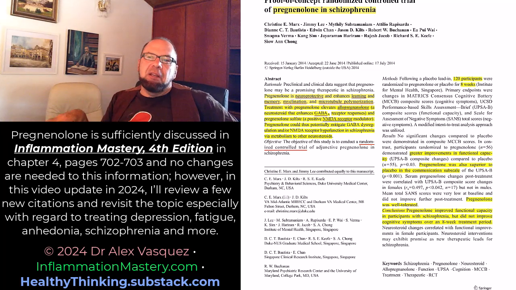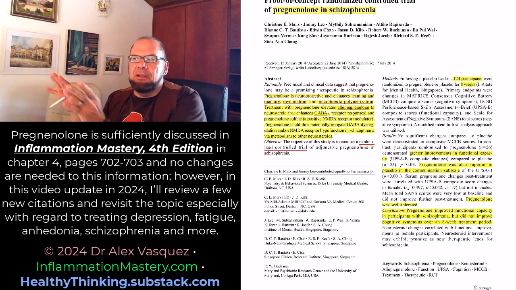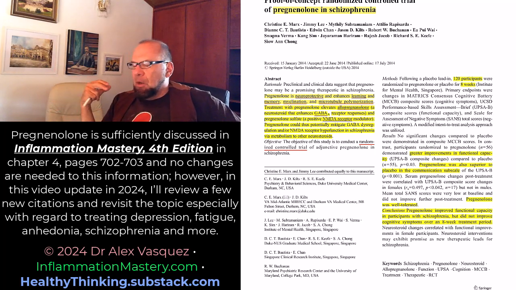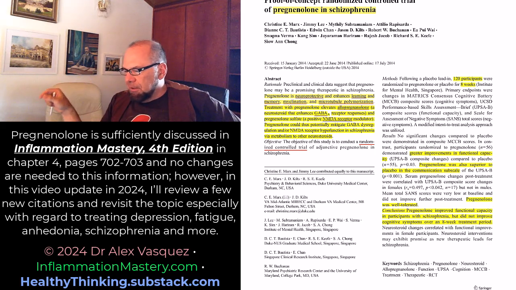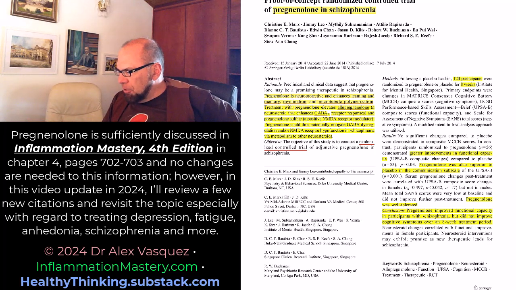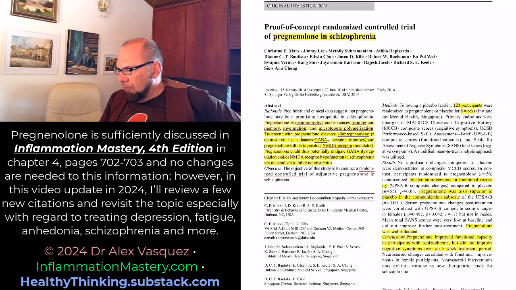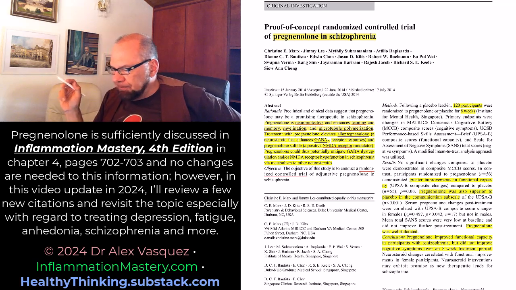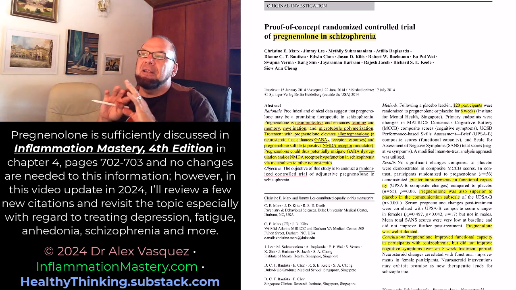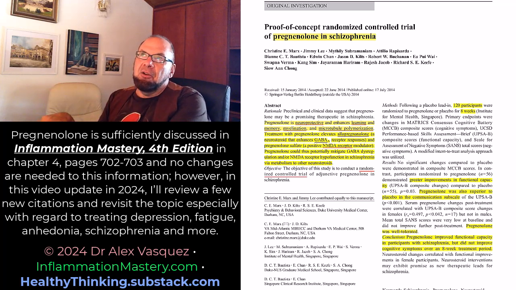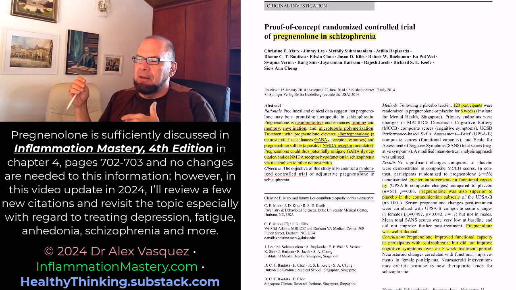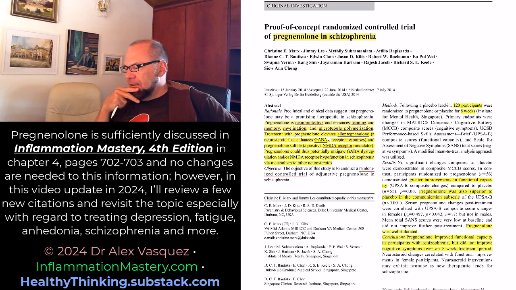And what I'm looking for here, because I'm going to take this data and apply it to other autoimmune and inflammatory conditions, what I'm interested in is, was it safe? And as they state here and several times throughout the article, pregnenolone was very well tolerated. Conclusions: pregnenolone improved functional capacity in participants with schizophrenia, but did not improve cognitive symptoms over an 8-week treatment period. The other thing I wanted to point out, again, talking about therapeutic contextualization, you're talking about diagnosed moderate to severe patients here. So you've got more leeway in terms of risk-benefit assumption and the risk you can take with intervention.